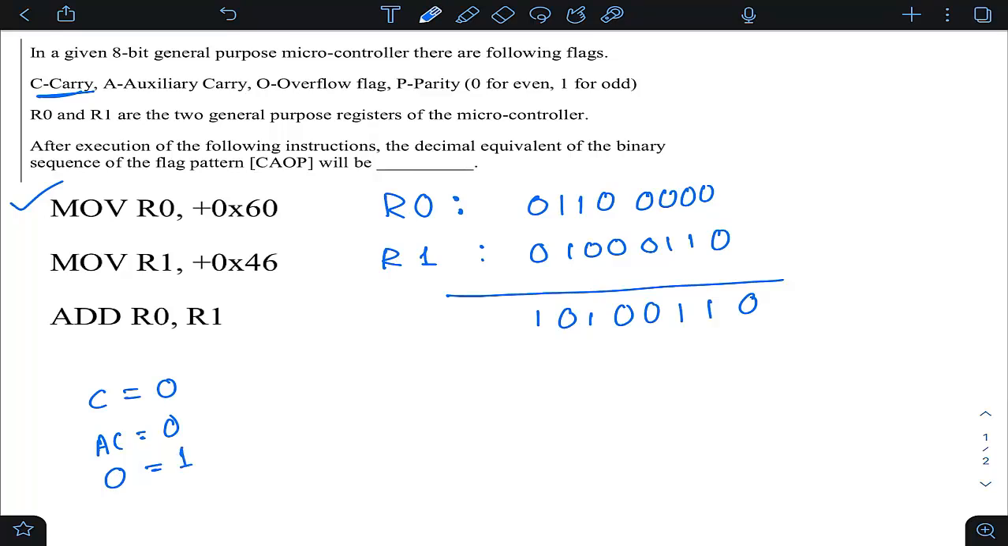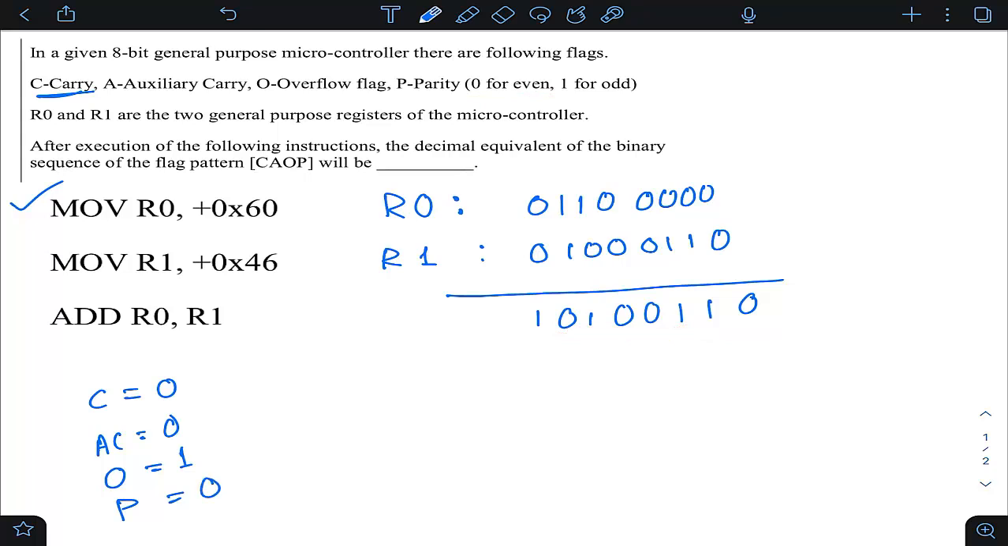And what about parity? So parity, you have to check the result. If you check how many ones are there, 1, 2, 3, 4, there are 4 ones. Parity is defined as 0 for even and 1 for odd. If there is an even number of 1s in the result, parity is 0. If there is an odd number of 1s in the result, parity is 1. There are 4 ones, which is an even number of 1s. So parity is again 0.